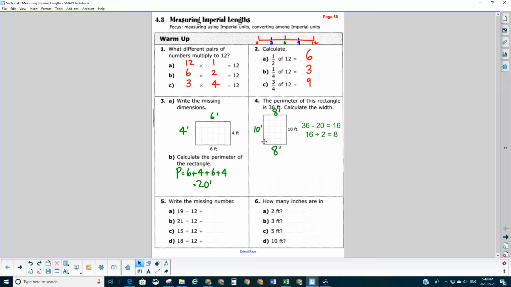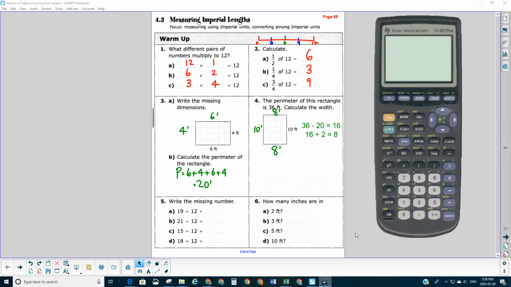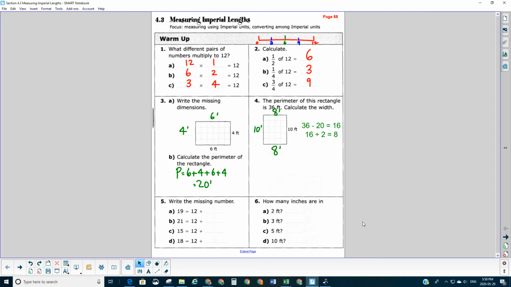And now let's add it up. 10 and 10 is 20, plus 8 is 28, and 8 more is 36. Let's just check that again. So 10 plus 8 plus 10 plus 8 is indeed 36. So that's good.